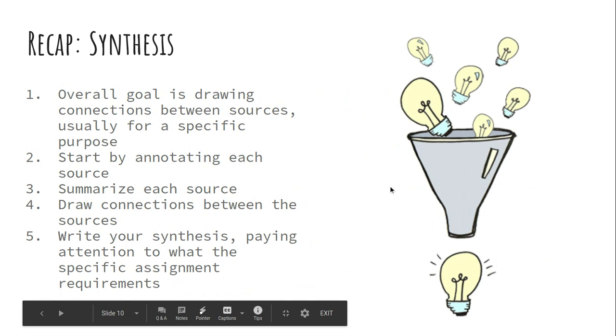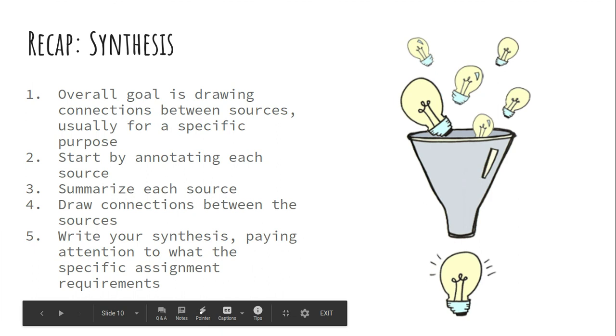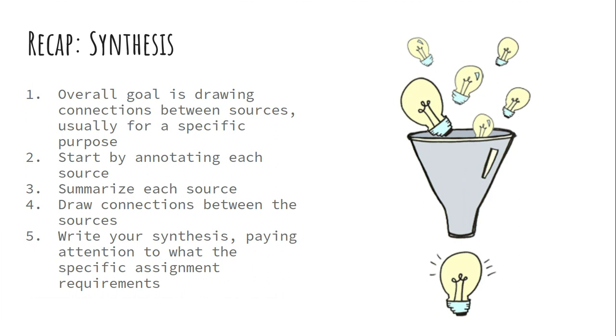So a quick recap of how to synthesize and what it is. So number 1, remember the overall goal is drawing connections between sources, usually for a specific purpose. You want to start by annotating each source, and then summarizing each source. And remember, these are purposeful, so you're usually annotating to look for a specific way to use those sources, right? And the same with summarizing when you're working towards a synthesis. Draw connections between the sources. Once you have your annotations and your summaries, then you can look for those connections. And finally, write your synthesis, paying attention to what the specific assignment requirements are.